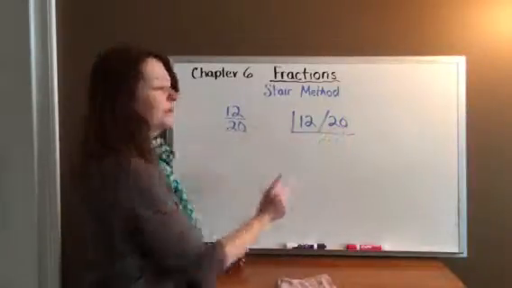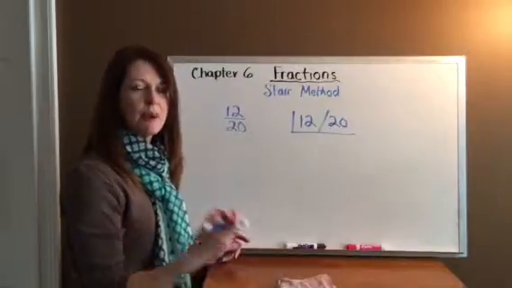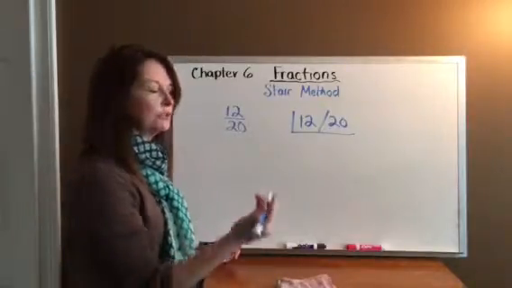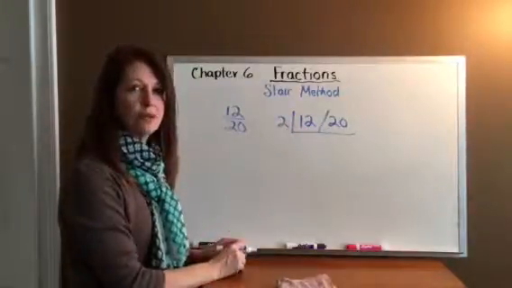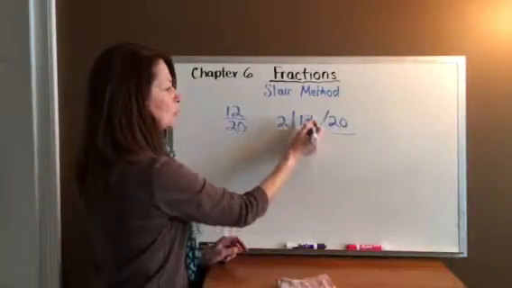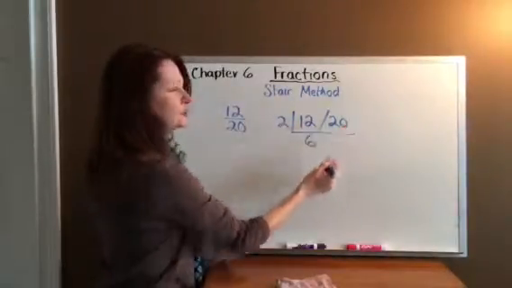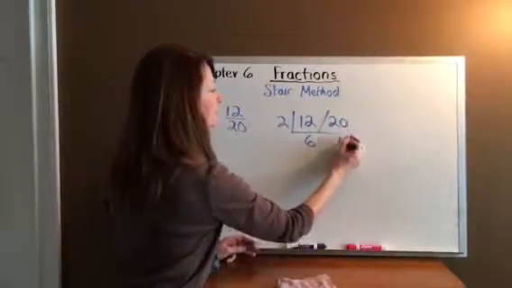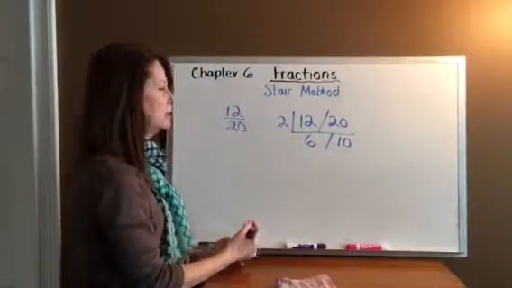So what is a number that goes into both 12 and 20? Well, 2 does, and that's probably the quickest and the easiest for us to use. So we're going to start with that. So 2 will go into 12 and 20. So 2 times what is 12? 6. 2 times what is 20? 10. All right. I'm going to go ahead and put that division symbol in there.